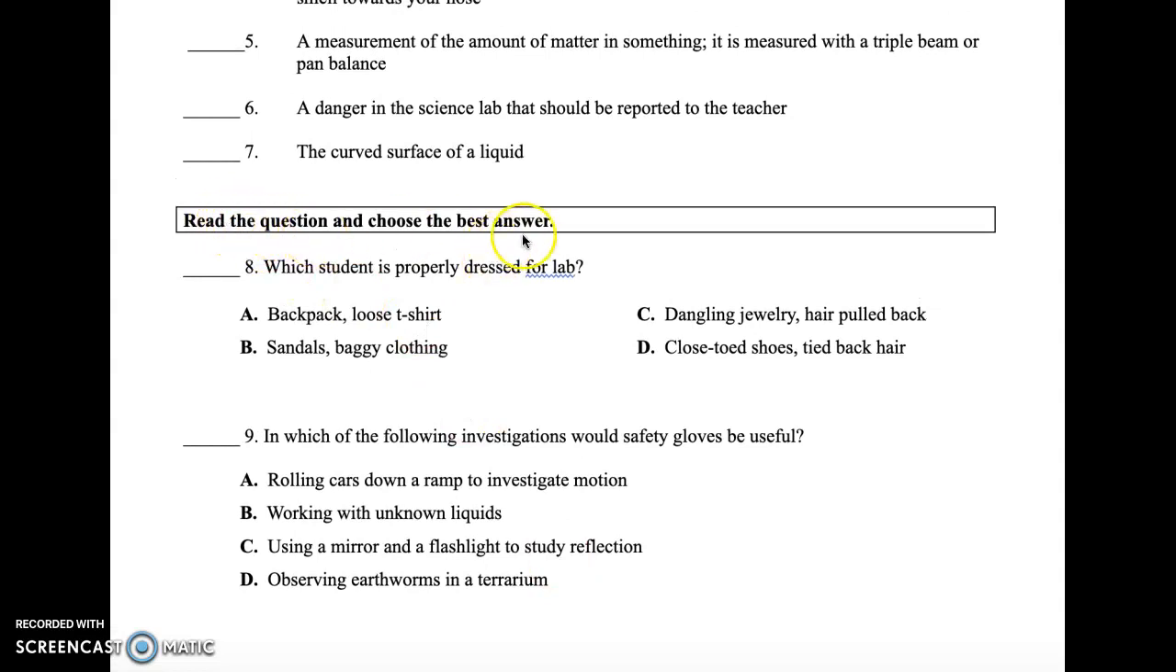Read the question and choose the best answer. Number 8. Which student is properly dressed for a lab? A, backpack, loose t-shirt. B, sandals, baggy clothing. C, dangling jewelry, hair pulled back. Or D, closed-toed shoes, tied back hair.